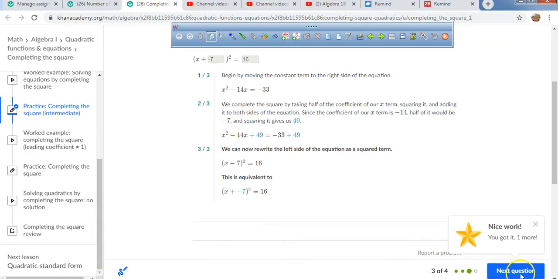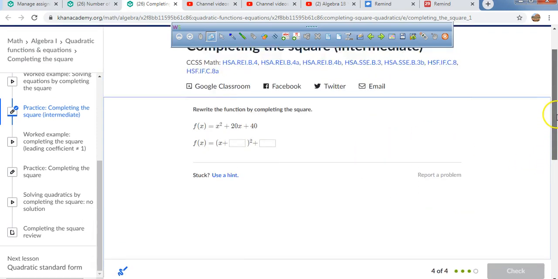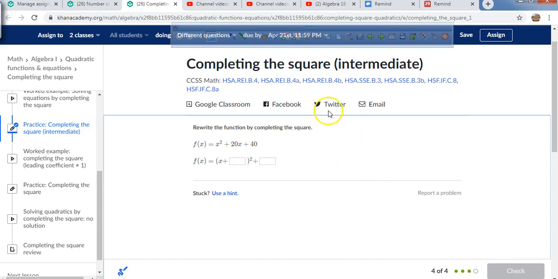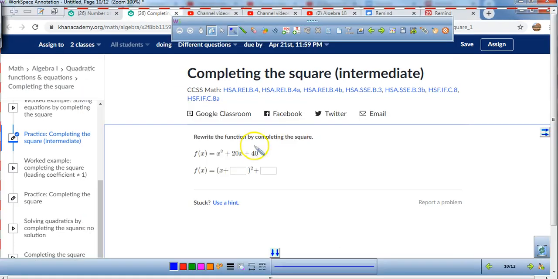Next problem. Okay. Now it says rewrite the function by completing the square. This one's a little bit more difficult. I'm going to end up doing 4 problems. I'm going to finish this off and do 2 more problems. When you're writing this, instead of f of x, I'm just going to put y equals, because that means the same thing and it's less to write.